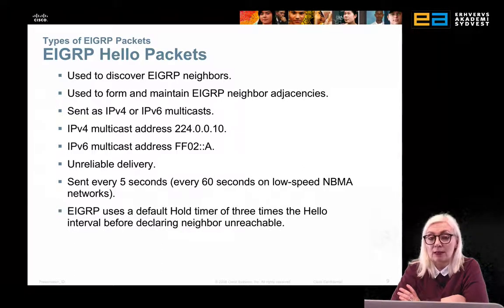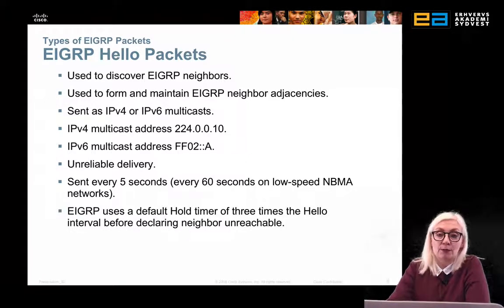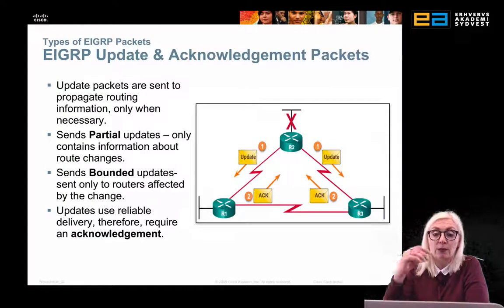It's sent as a multicast, both on IP version 4 and on IP version 6. The multicast address for IP version 4 is 224.0.0.10, and for IP version 6 it is FF02::A. It's unreliable, and it's sent every 5 seconds. Unless you have a very slow link, then it's sent out every 60 seconds. And EIGRP has a hold-down timer of 3 times the hello interval to declare the neighbor dead or unreachable.